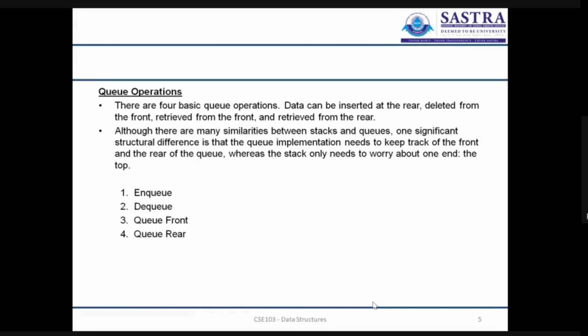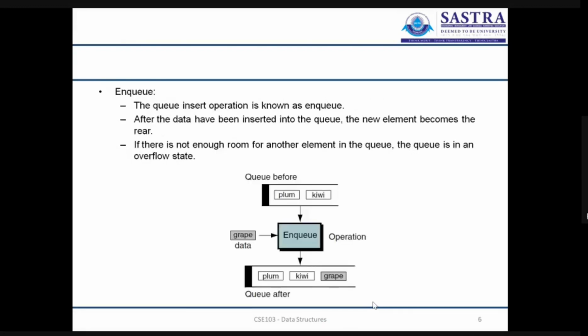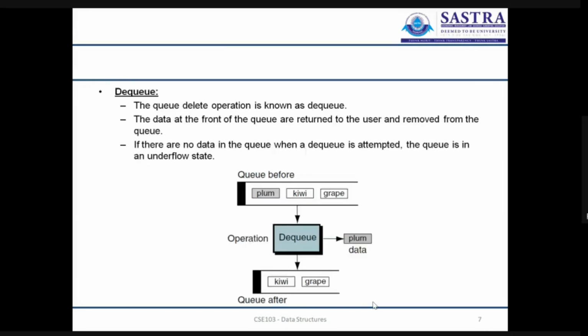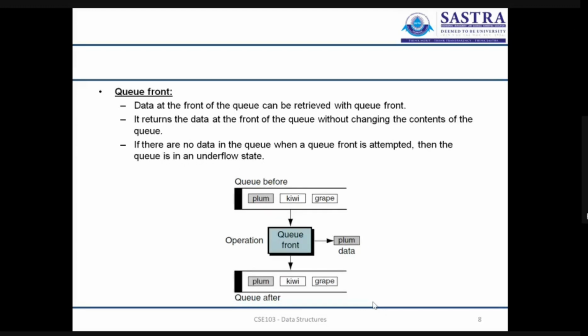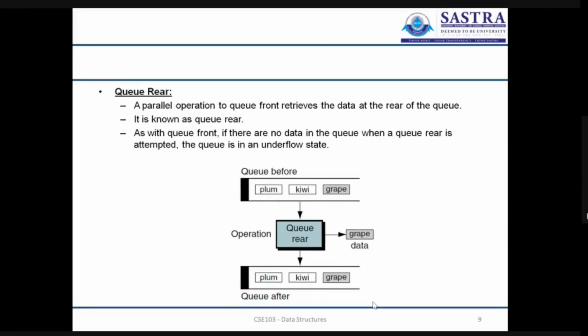Apart from that, additional operations and algorithms include creating the queue, checking whether the queue is empty or not, and checking whether the queue is full or not. These operations will be there additionally. The basic operations are NQ, DQ, queue front, and queue rear. The NQ operation, DQ, and the queue front and queue rear operations are given with example pictures. The algorithms and implementation we'll discuss in the next session.